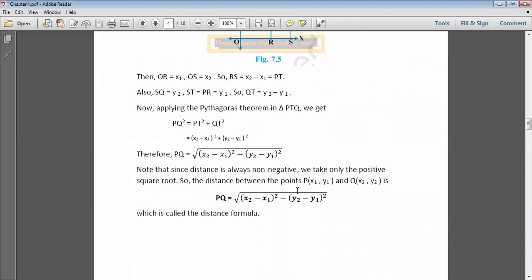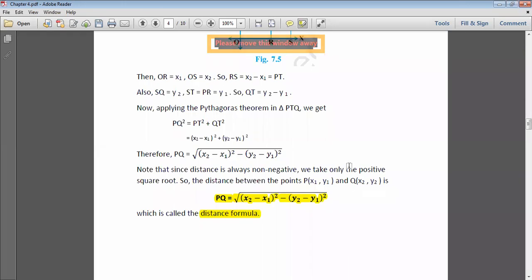So we have seen in our last class that the distance formula PQ is equal to square root of (x2 minus x1) the whole squared plus (y2 minus y1) the whole squared. This is called the distance formula.